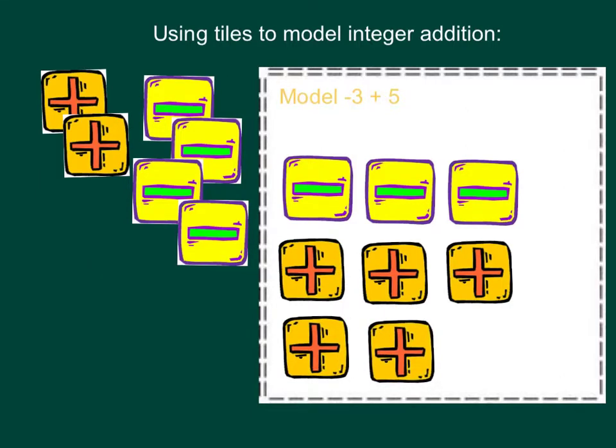Looking at the tiles we pulled into our work area, we notice that we have 3 pairs of positive and negative numbers. These are called zero pairs. They cancel each other out. When we remove our zero pairs from our workspace, our answer is what is left. So let's go ahead and remove our zero pairs.